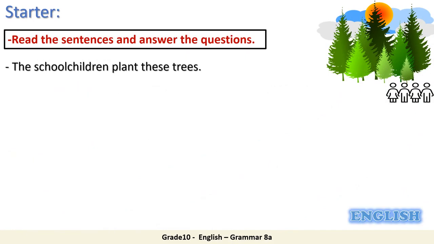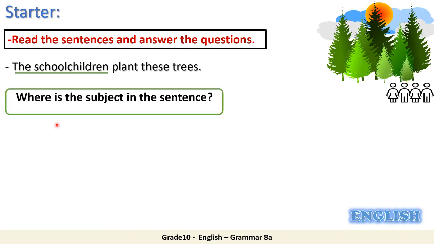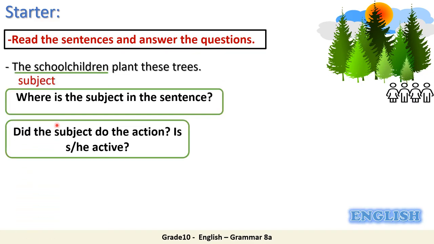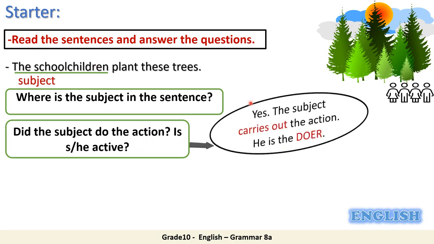As a starter to the lesson, let's read the sentences below and answer the questions. The school children plant these trees. What is the subject here? Excellent. It's the school children. Question 2. Did the subject do the action? Is he active here? The school children, are they active here? Very good. The school children are active. They carried out the action. So the subject is the doer of the action.